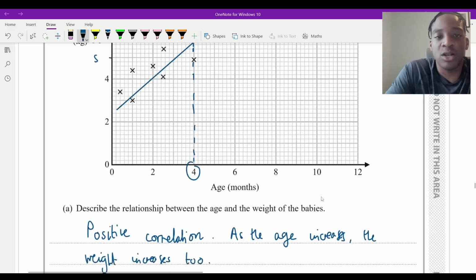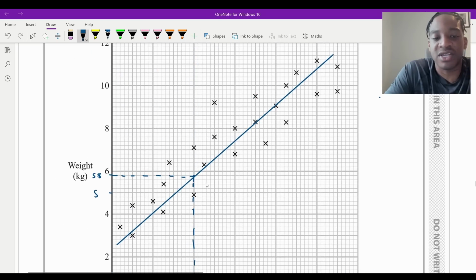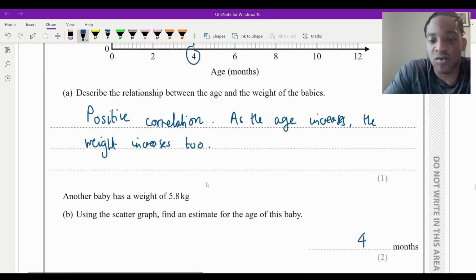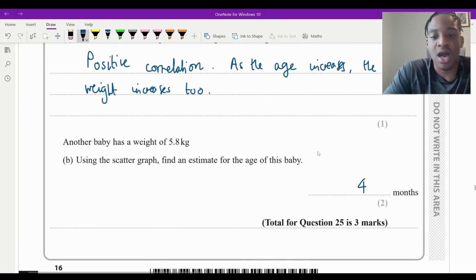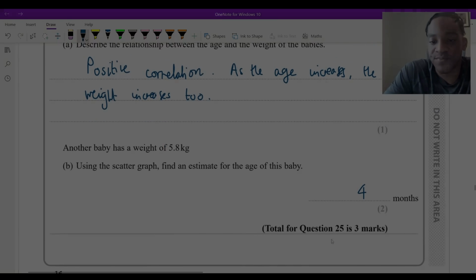And a lot of you will have different lines of best fit, but they should all have the same trend. So with these types of answers, there's going to be a range, and 4 will definitely be within that range. And yeah, that's question 25 finished.